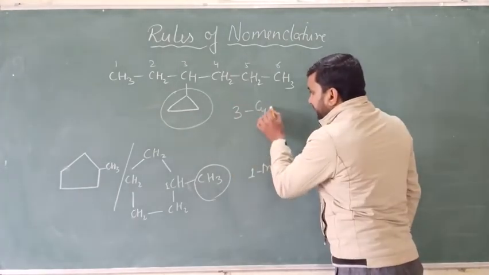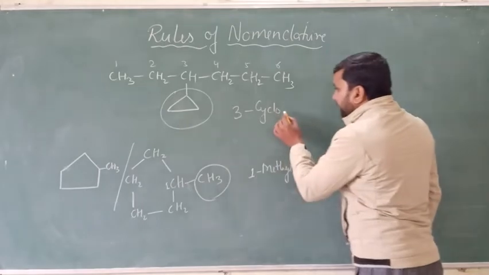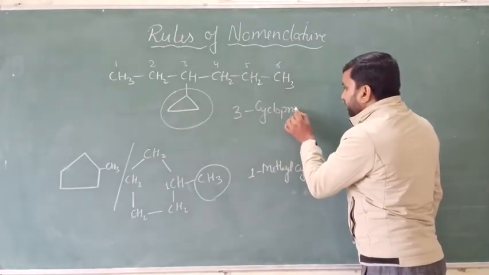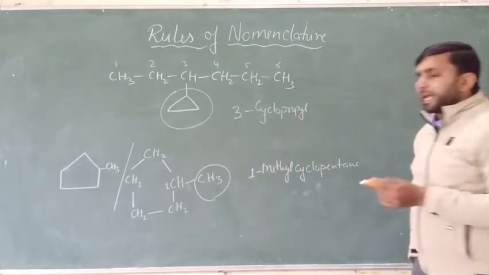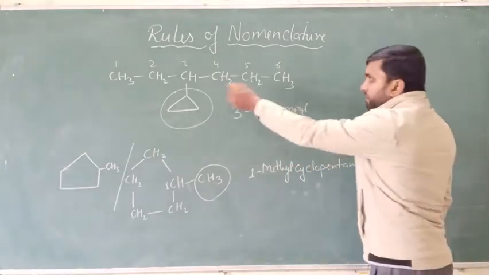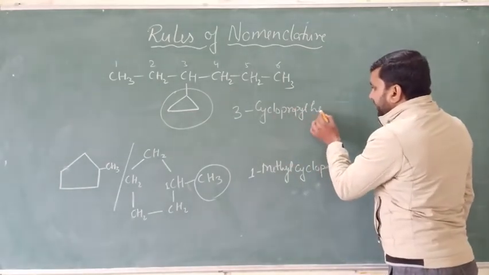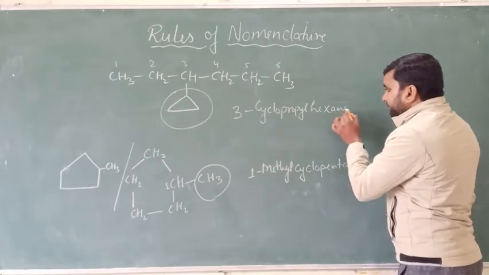So we will write cyclo. The 3 carbon alkyl is called propyl. So 3, cyclopropyl. Now, 6 carbon alkane. For 6 carbon we will write hex and N.